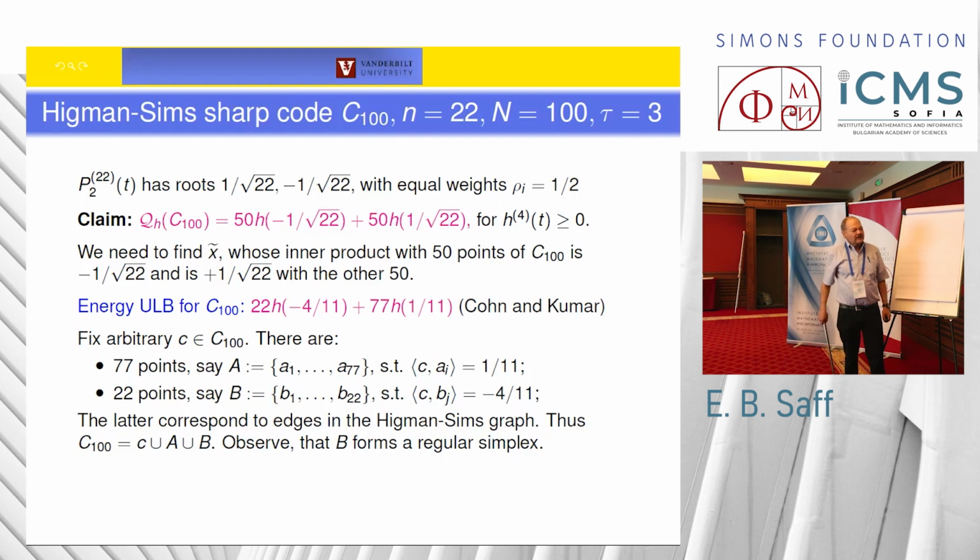What we do know, and what was helpful in this process, was knowing for the energy bound the inner products. You just pick 1 point from this collection of 100 points. There are exactly 77 points where you get an inner product of 1 over 11, and there are 22 points where you get an inner product which is -4 over 11.